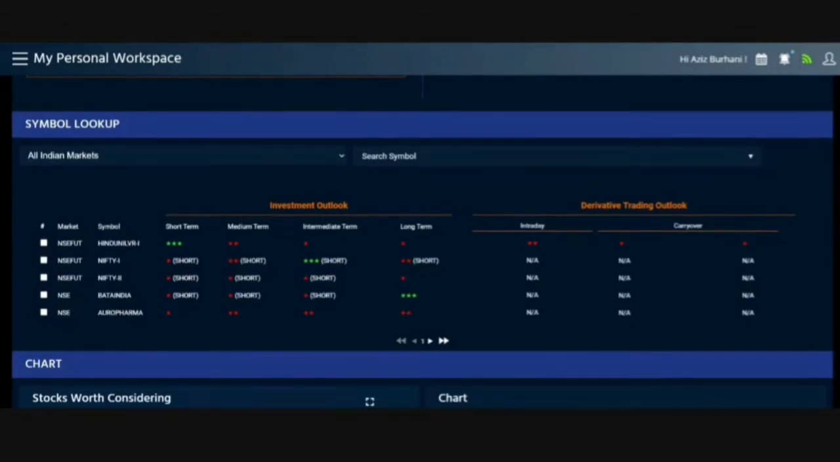So if there is a person who is looking at the short term, around a 4 or 5 month trend, and there is one investor who is looking at the long term trend, there are different investment outlooks for different horizons and different star ratings. What the symbol lookup does is it makes this scanning very simple for you, and on just one screen it gives you a complete picture of any stock or any script over 7 different horizons, starting right from intraday to carry over, short term, medium term, intermediate term, and long term.